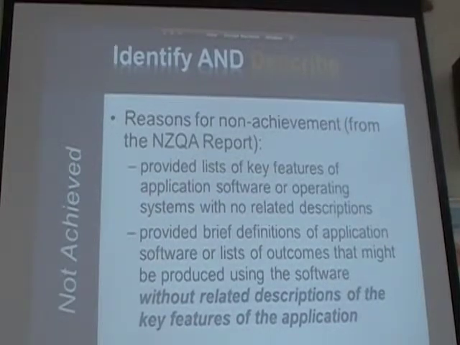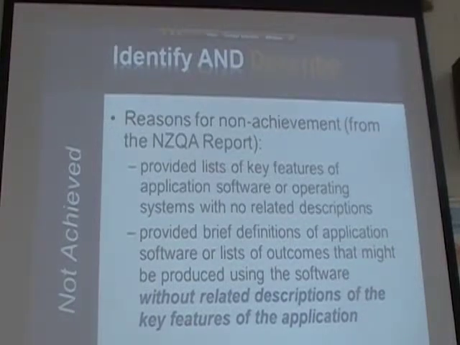So from the NZQA report, the reasons for non-achievement were providing lists, because that was just identifying and not describing the operating systems and the application software. Providing brief definitions of application software or lists of outcomes that might be produced. And without related descriptions of the key features.